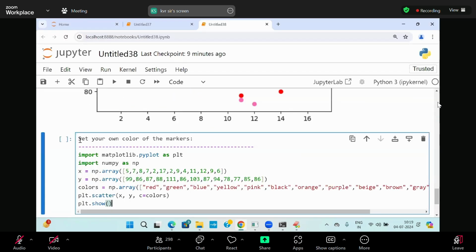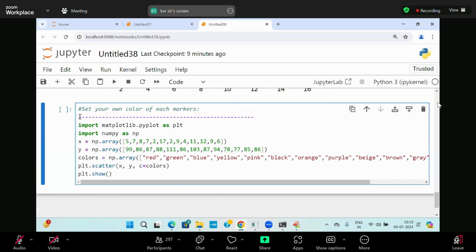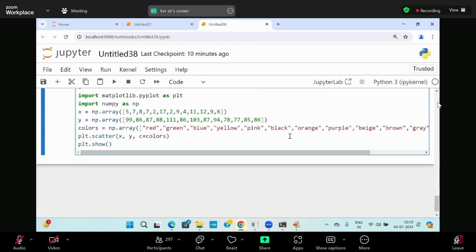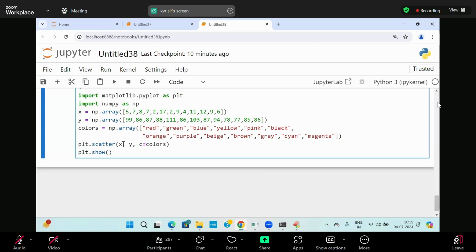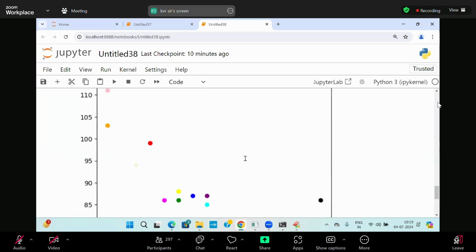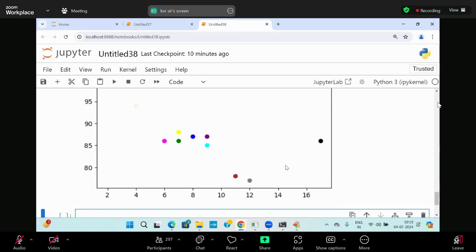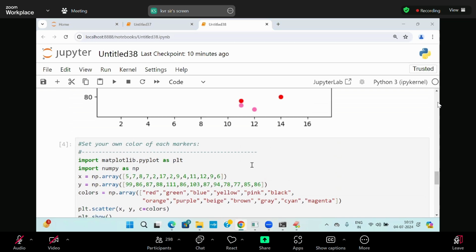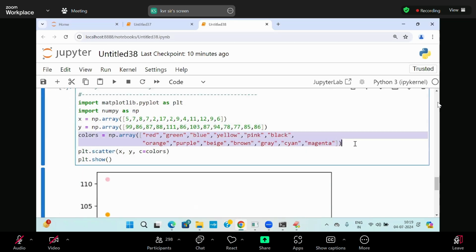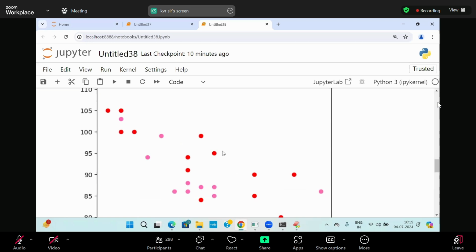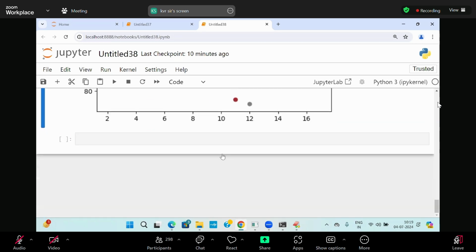I'm going to use this part and try to observe it. Here I'll keep a comment: set own color for each marker. I'll write like this. So try to run this. You are going to get different types of colors for different dots. Are you following me? It is not necessary to remember. Don't worry about it. Better to go for a uniform color for one scatter, another uniform color for another scatter. That's all. Go to the next.